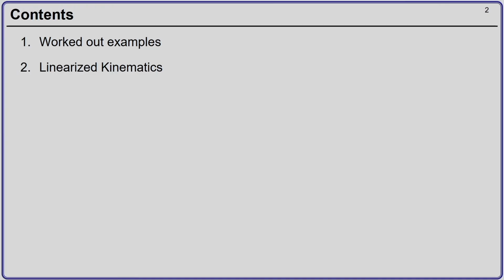In today's lecture, we will first do some worked out examples to have an understanding of the topics that we covered in the previous lectures on kinematics. And then we will look into the concept of linearized kinematics.